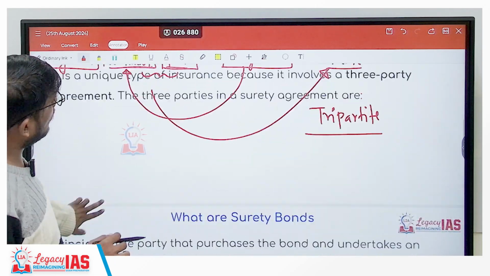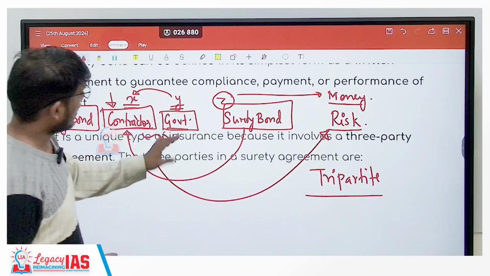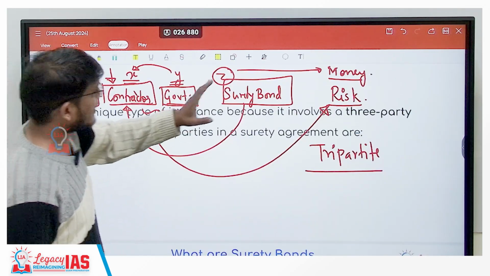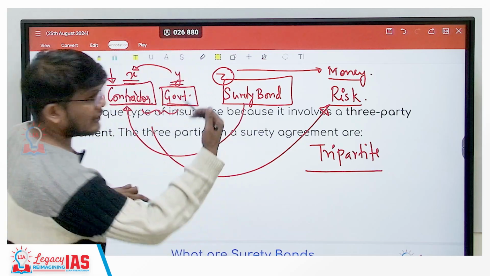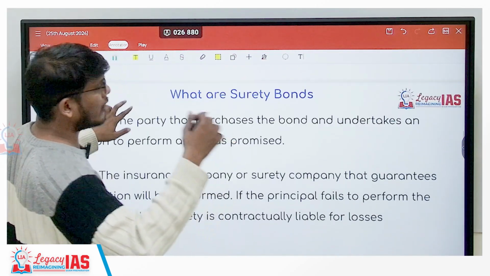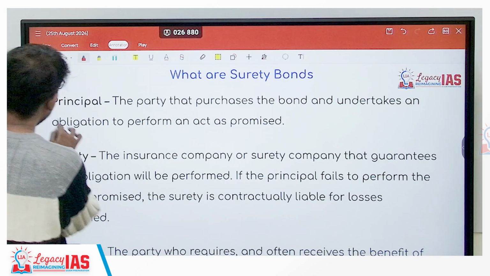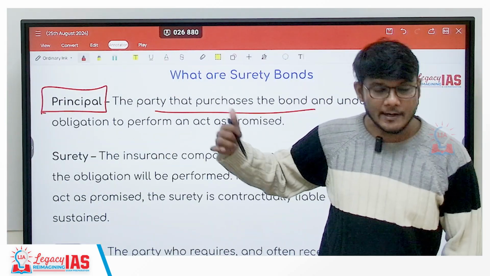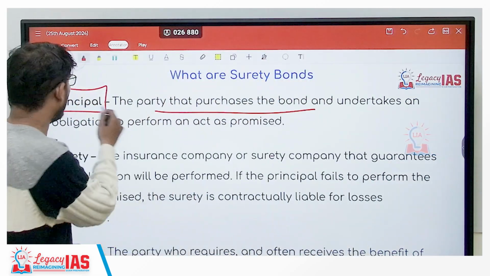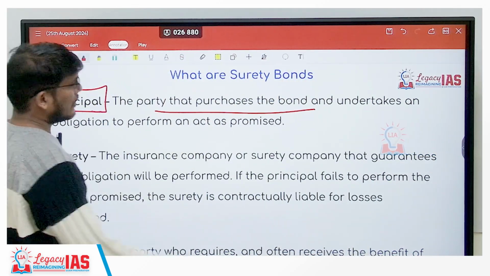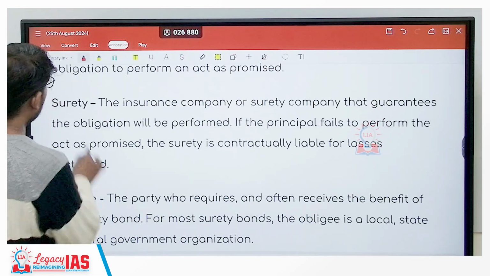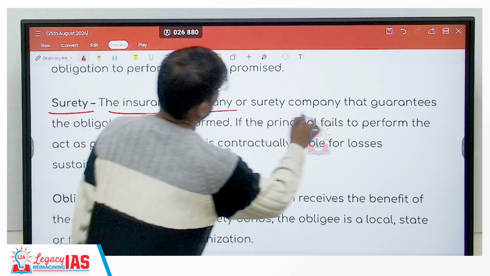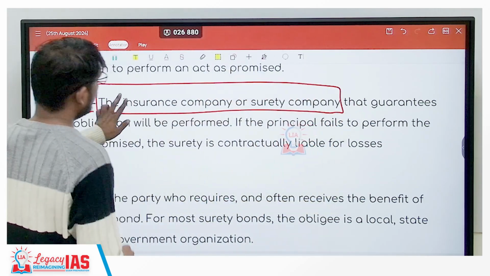These three parties whom we talked about are the principal, the surety, and the obligee. Let us understand them in detail. The principal is nothing but the party that purchases the bond. So remember, the contractor purchased the bond from the financial institution, so the purchaser of the bond is the principal. Surety is actually the insurance company or surety company that would guarantee.